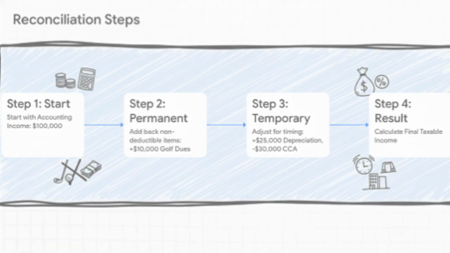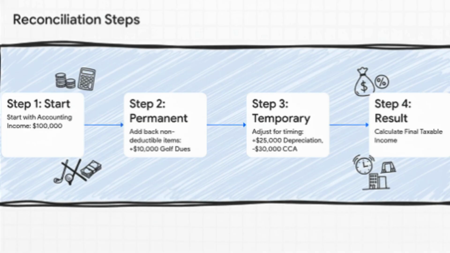Step 1. You start with your accounting income. In this case, a nice round $100,000. Then you add back those permanent no-nos, like the $10,000 in golf dues that aren't deductible. Next up, the timing stuff, we add back the accounting depreciation of $25,000. And then we get to subtract the tax deduction, the CCA, which is $30,000.